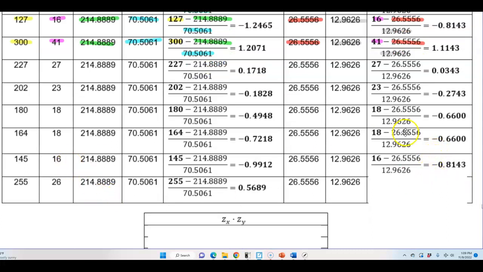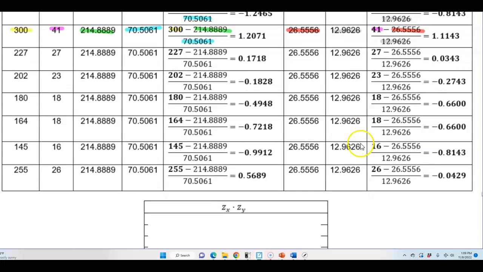And then we take another y value of 16 minus the mean of the y values divided by the standard deviation of the y values to get negative 0.8143. And then last, we take the y value of 26, subtract the mean of the y values divided by the standard deviation of the y values, and that gives us negative 0.0429.